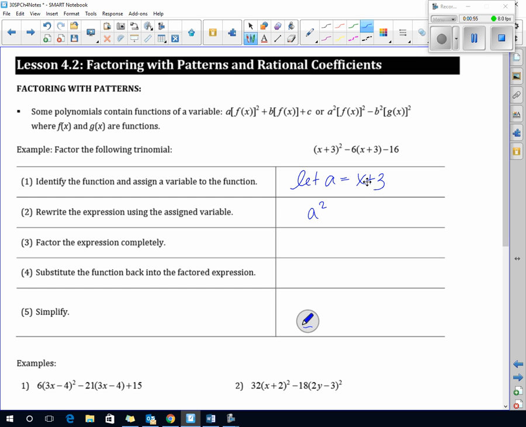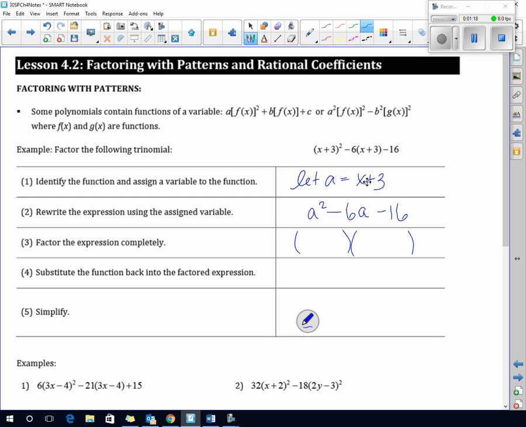What would that be factored? What are factors of −16 that add up to −6? I heard 8 and negative 2. Think again. Negative 8 and positive 2. So (a − 8)(a + 2).